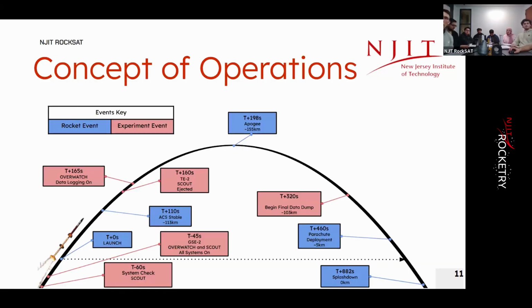The concept of operations is mostly the same. Still T plus 165 seconds, Overwatch starts logging, 5 seconds for that. At T plus 160, Scout is ejected, and then the final data dump is at T plus 320.